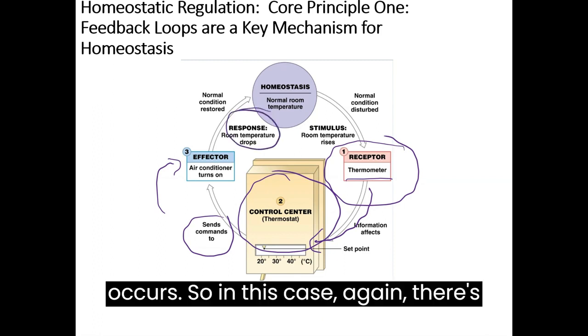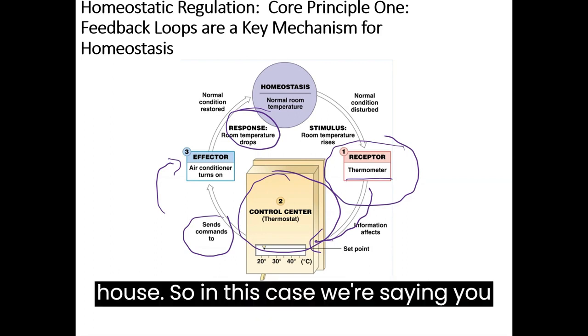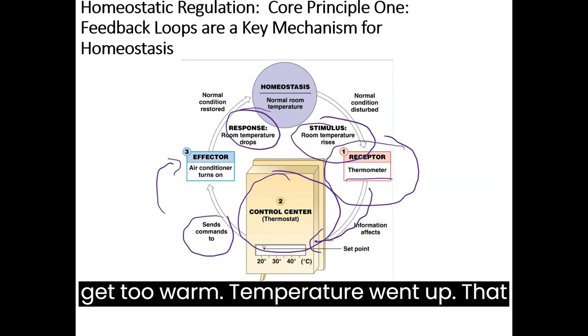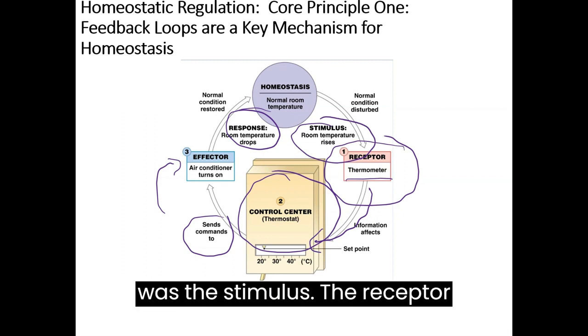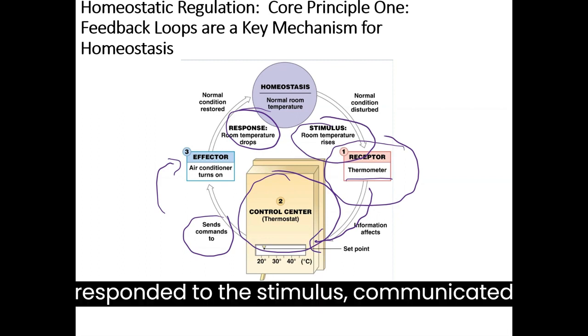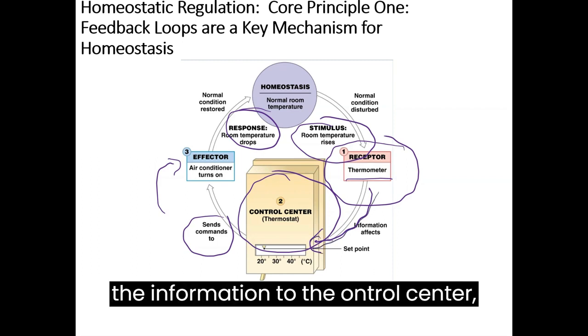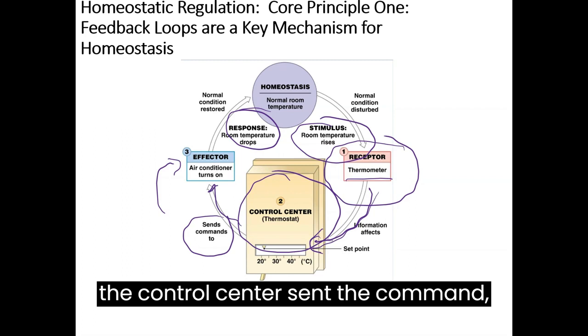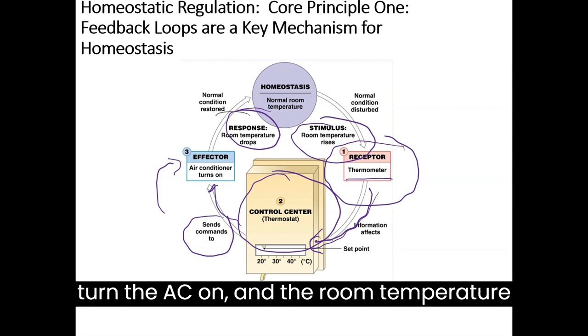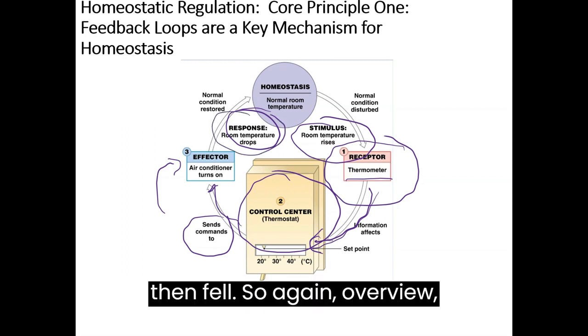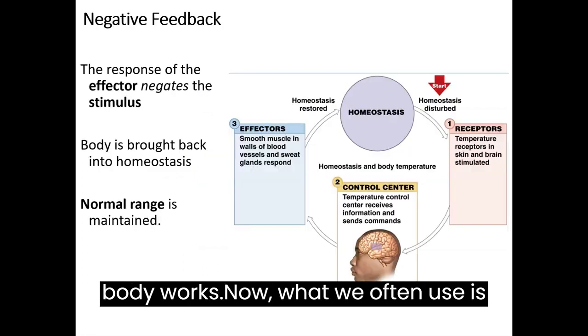So in this case, again, there's a change in the temperature in your house. We're saying you get too warm, temperature went up, that was the stimulus. The receptor responded to the stimulus, communicated the information to the control center. The control center sent the command, turned the AC on, and the room temperature then fell. So again, overview, good analogy for how the human body works.